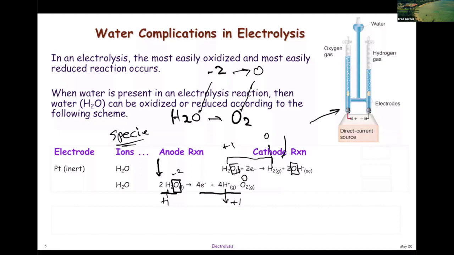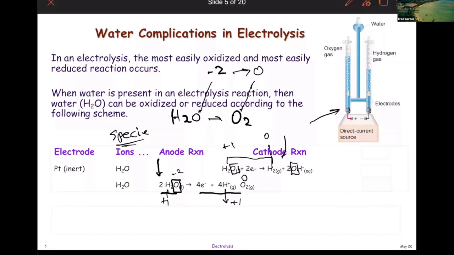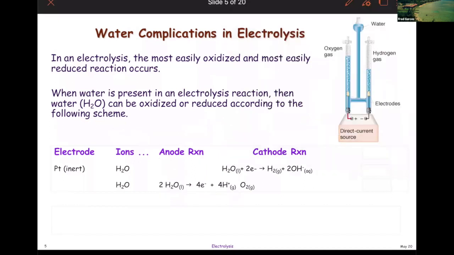But what's important is not just the chemistry, but also the electrochemical potential. The reduction of water is going to cost you minus 0.83 volts. Okay, you can find that in the standard reduction potentials. In other words, you need a minimum of 0.83 volts just to reduce water. But remember, it's got to be coupled. And the oxidation of water is going to cost you minus 1.23 volts.